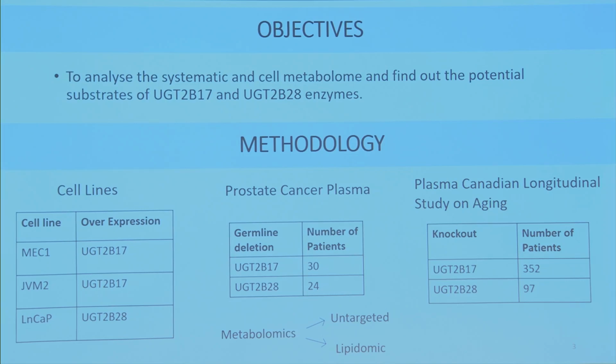The whole mass spec metabolomic data was of 2 types: an untargeted data set, in which no specific metabolites are targeted, and another data set from lipidomics, where specific lipid molecules were targeted.